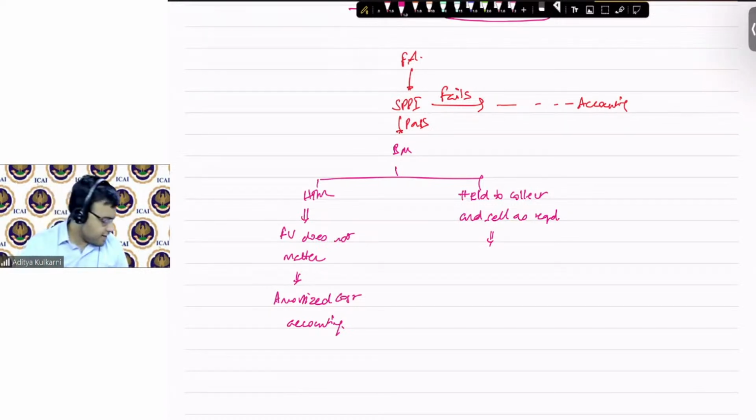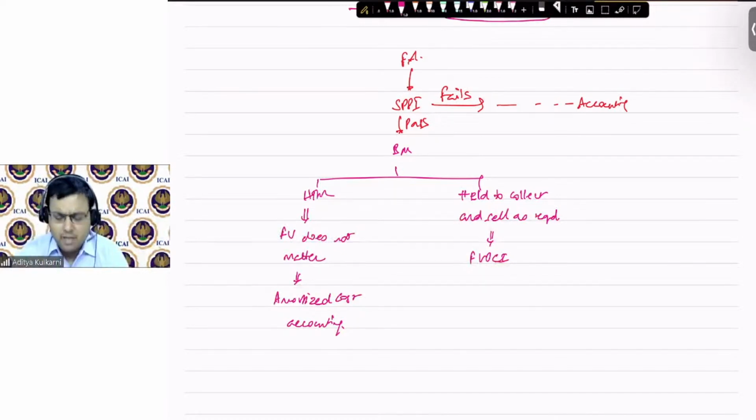Do you think fair value matters here? You are holding to collect the cash flows, and whenever you find that the price is right to sell, you can sell it off. So do you think fair value matters here? Yes, here the fair value matters, and that is why typically we follow the fair value through other comprehensive income here. Okay, typically we take the FVOCI route in the case of these instruments.